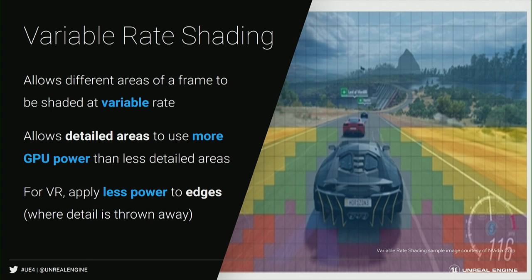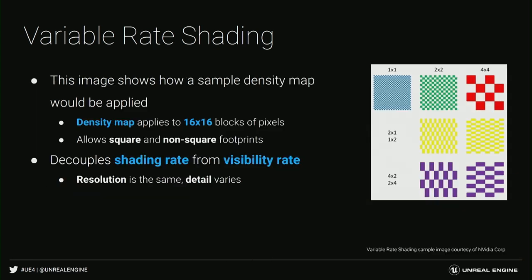In a nutshell, variable rate shading allows us to specify how densely we shade pixels in different areas of the frame. And modern GPUs provide native support for this technology in its various forms. And used judiciously, it can have a significant impact on performance. So here's some samples of what a density map shading pattern might look like.